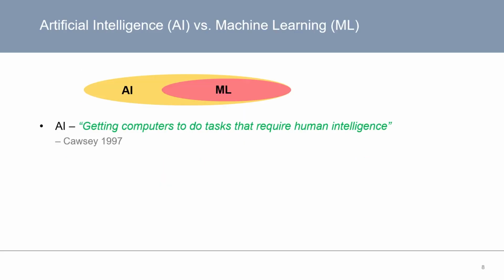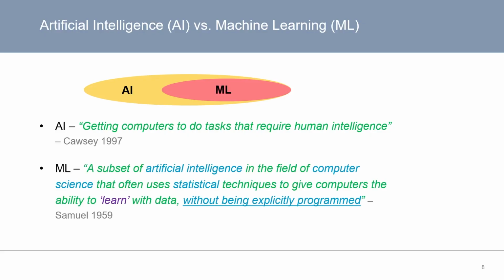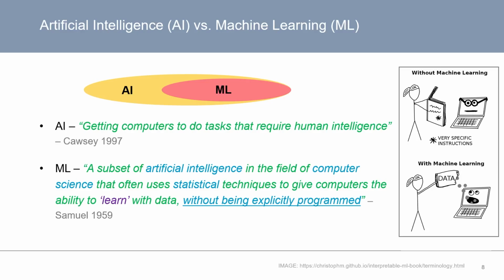It's important for you to distinguish the term artificial intelligence from machine learning early on, where the term artificial intelligence describes a field much broader than machine learning alone. Machine learning is defined as a subset of artificial intelligence in the field of computer science that often uses statistical techniques to give computers the ability to learn with data without being explicitly programmed. Here, an important element differentiating machine learning is its dependency on learning from data.